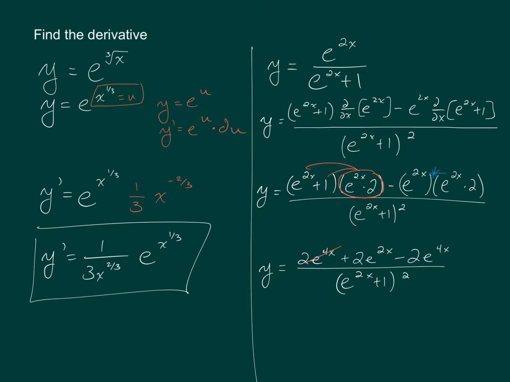Then this cancellation happens in the numerator, and we're left with y equals 2e to the 2x all over e to the 2x plus 1 squared. So there's your derivative for the second example.